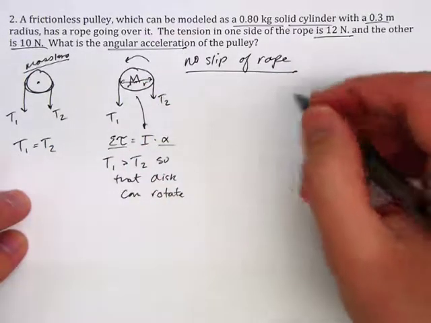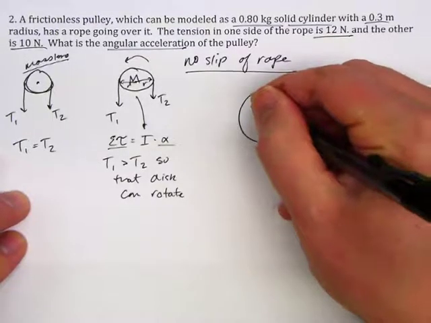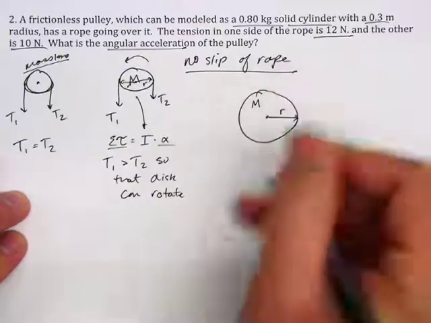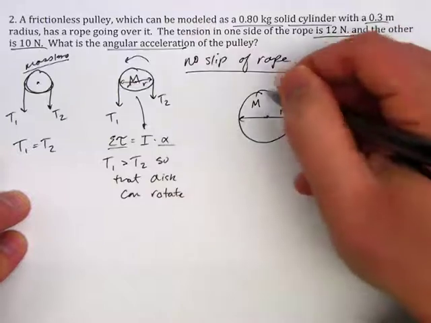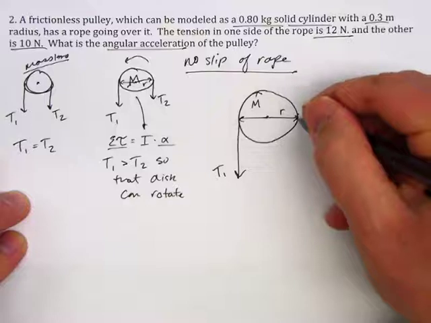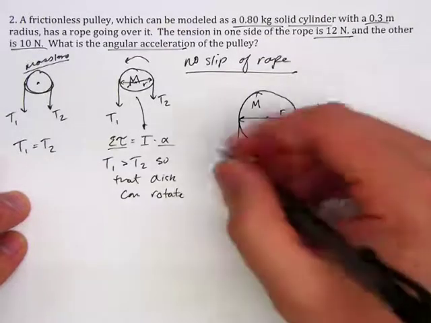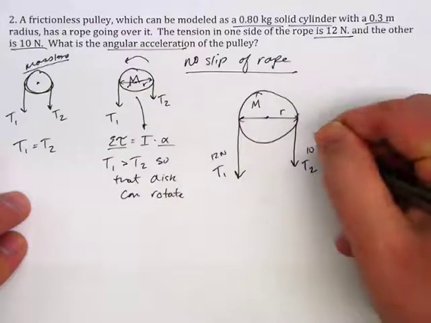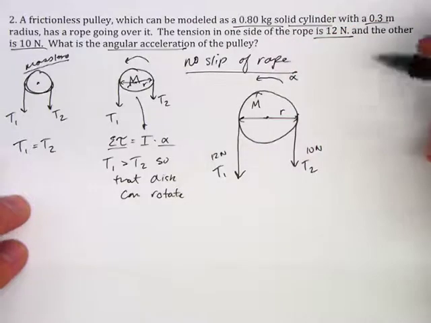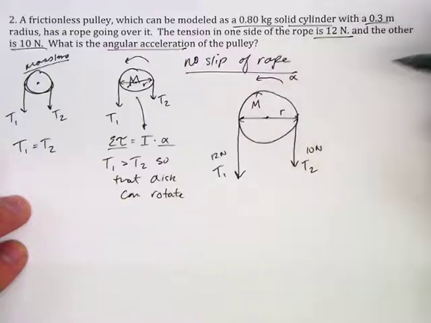So let me redraw the picture here. We have a disk of mass M. It's got radius R, and a rope hangs over the top. It gets pulled on one side with some tension and pulled down on the other side with some tension. And these are different. We'll say T1 is 12 newtons and T2 is 10 newtons. So because of this, I'm going to have some counterclockwise alpha due to this differential in the tension, providing a net torque about that disk.